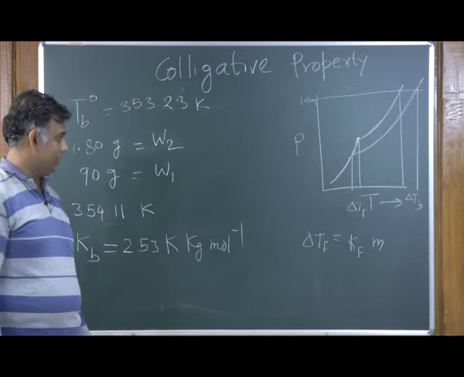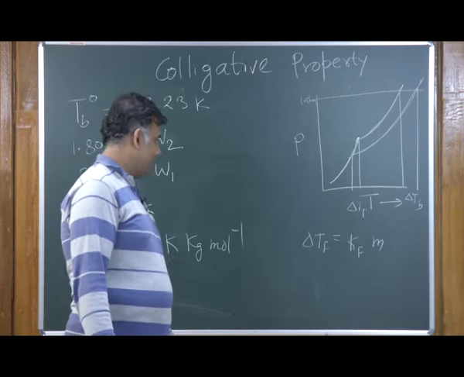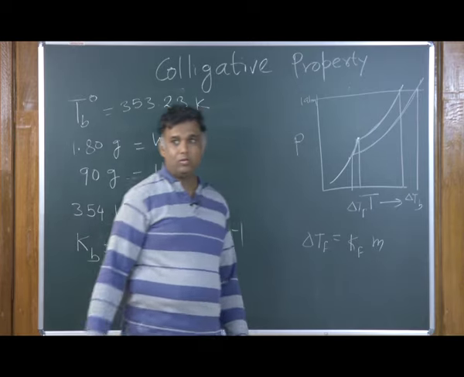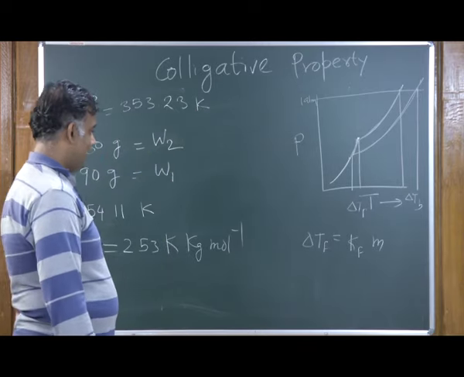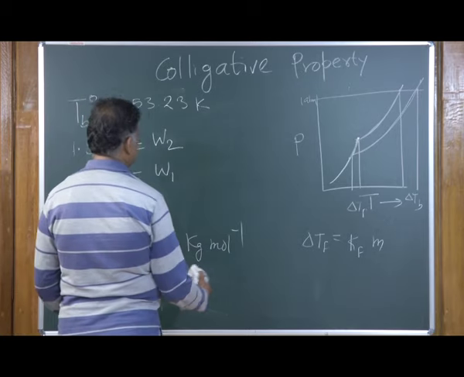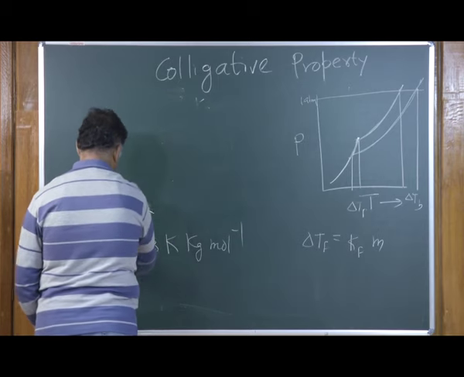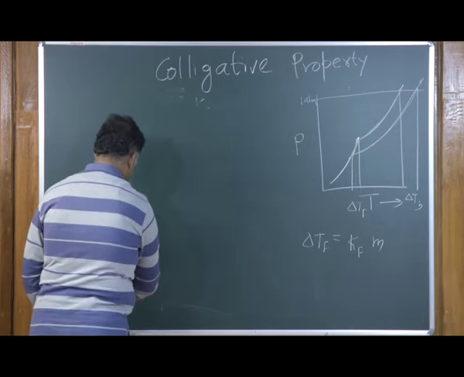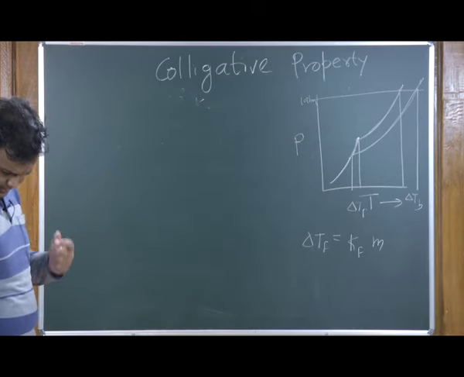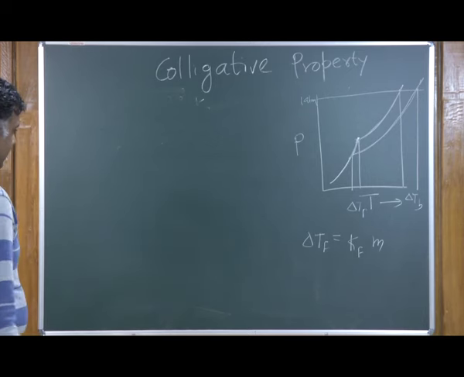This is very important for aquatic life in a polar region where temperature can go many degrees below the freezing point, and still the water is not going to freeze due to very high concentration of salt in sea water, and that is the reason that aquatic life, marine life can survive.